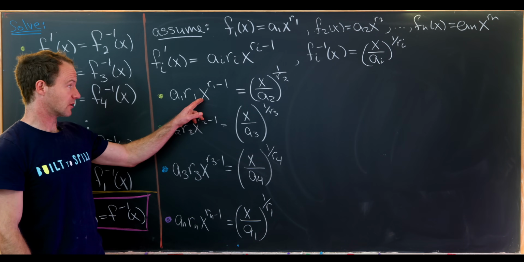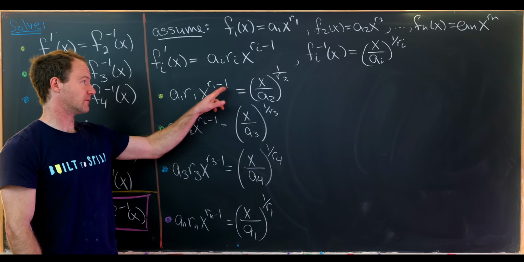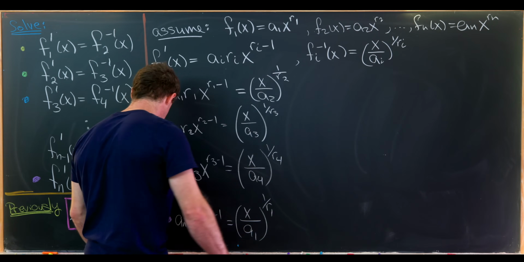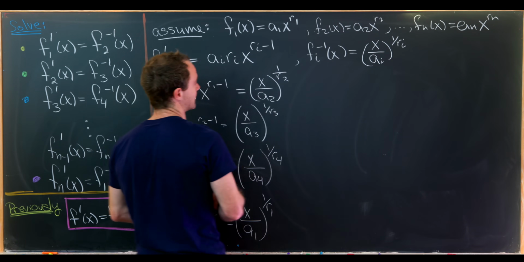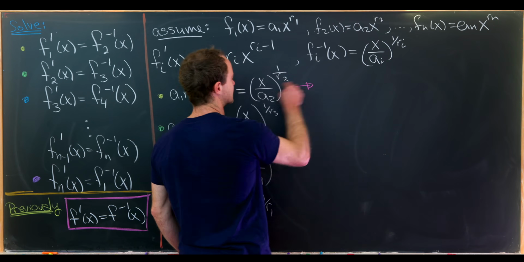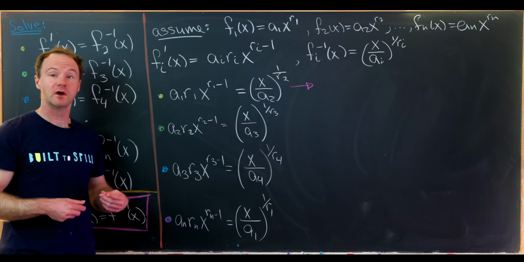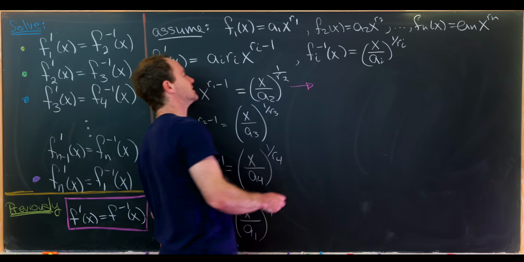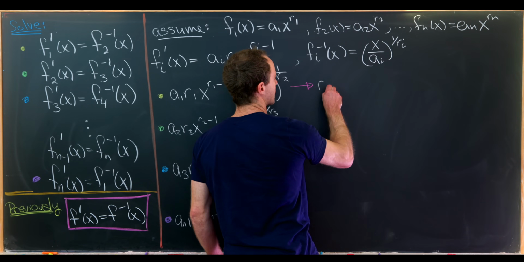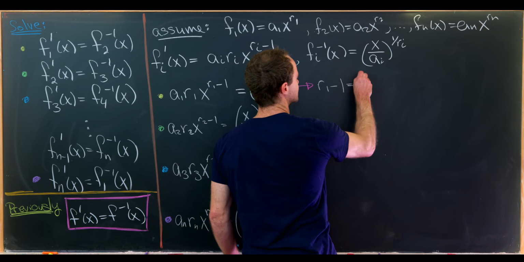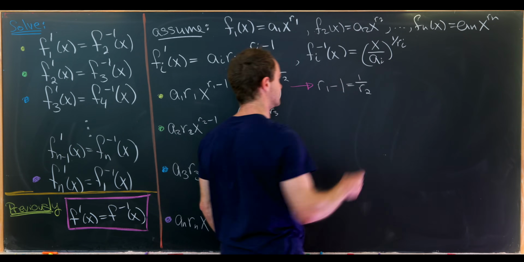So we need the power of x here, which is R1 minus 1, to be the same thing as the power of x on this right-hand side of the equation, which is 1 over R2. Let's forget about the constants for now. We'll come back to the constants. So that gives us this equation, R1 minus 1 equals 1 over R2.